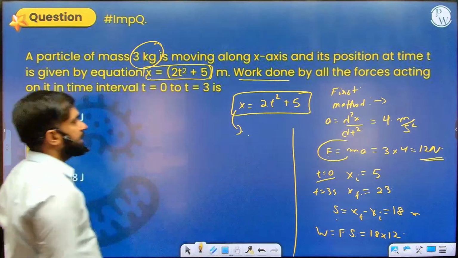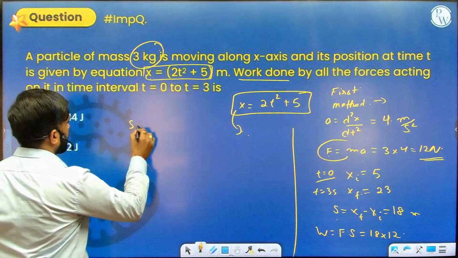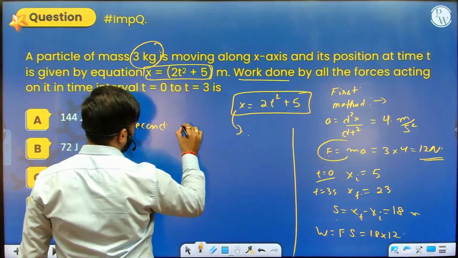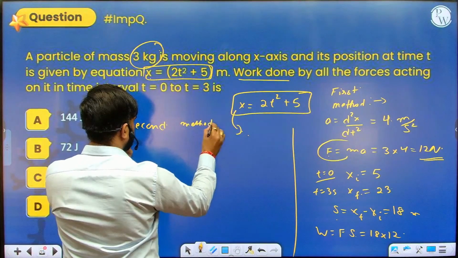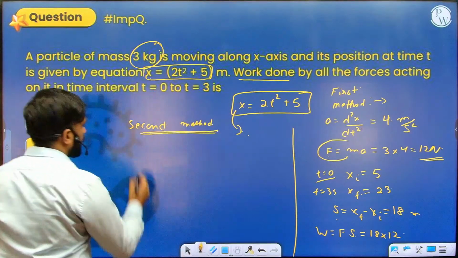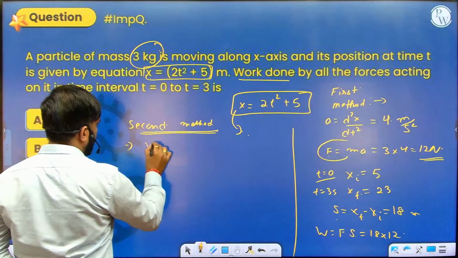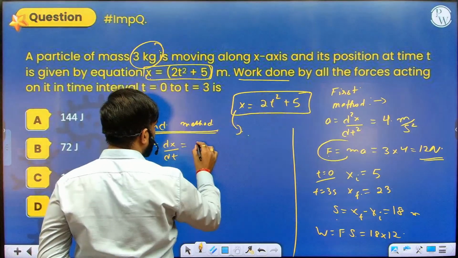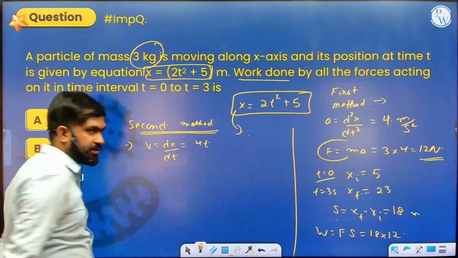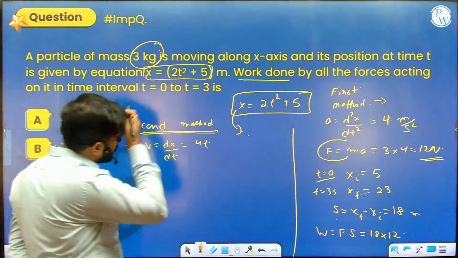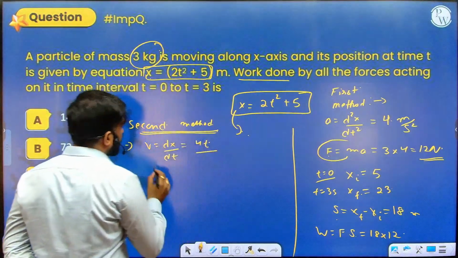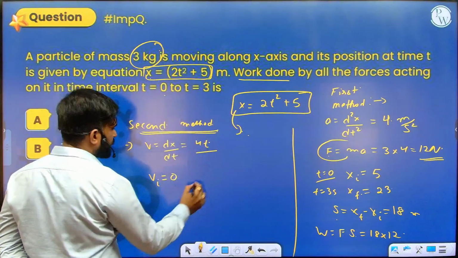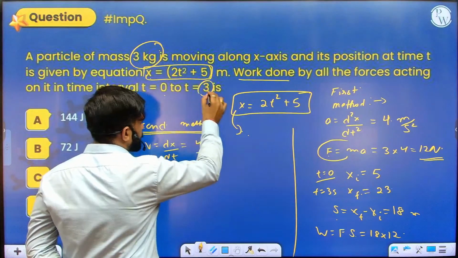Next method. I don't differentiate it twice. I find the velocity, differentiate it only once. So this will be 40t. That's it, the 5 differentiation is 0, it's a constant number. I got the velocity. Find the initial velocity at t0, which is putting 0, it's 0 only. Find the final velocity at t equals 3, which is 12.